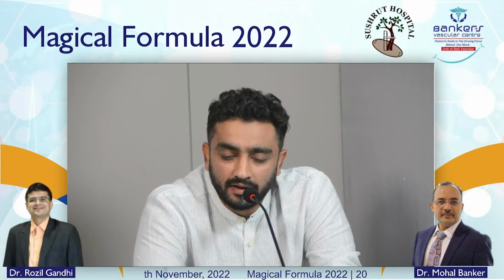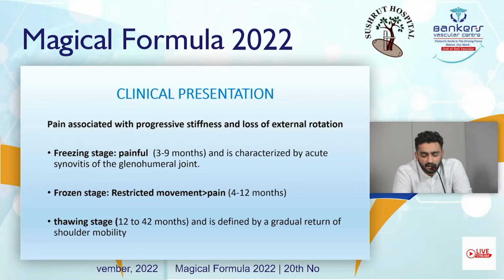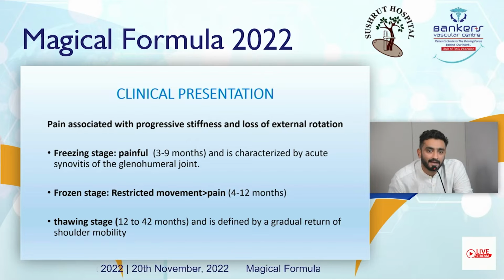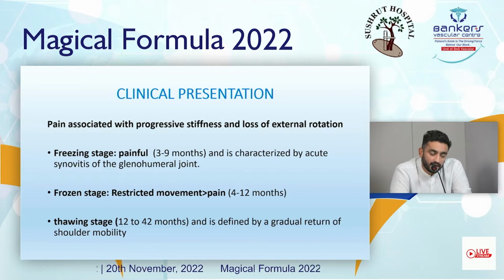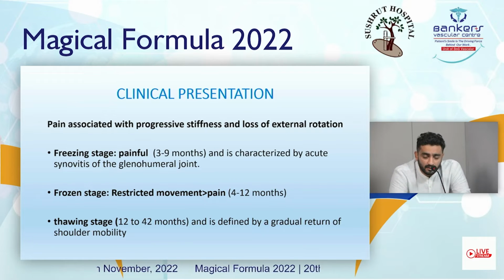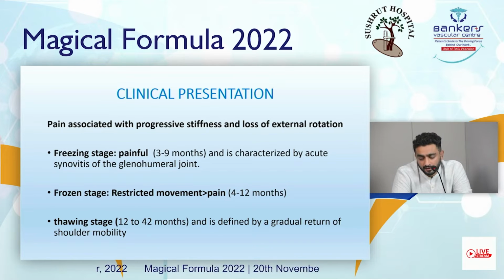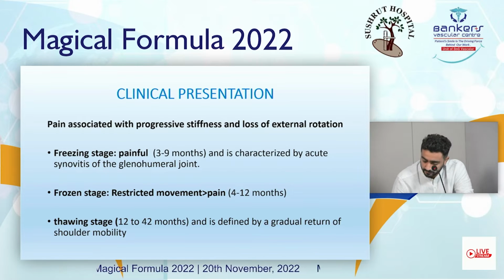Quickly going, there are 3 stages clinically. The first one is the freezing stage, where the pain is the predominant feature and motion slowly starts getting affected. Then there is the frozen stage, where there is fibroblastic activity, the pain reduces and the range of motion decreases further. And then there is the thawing stage, which lasts up to 3 to 4 years in many patients, and gradually there is return of the motion.